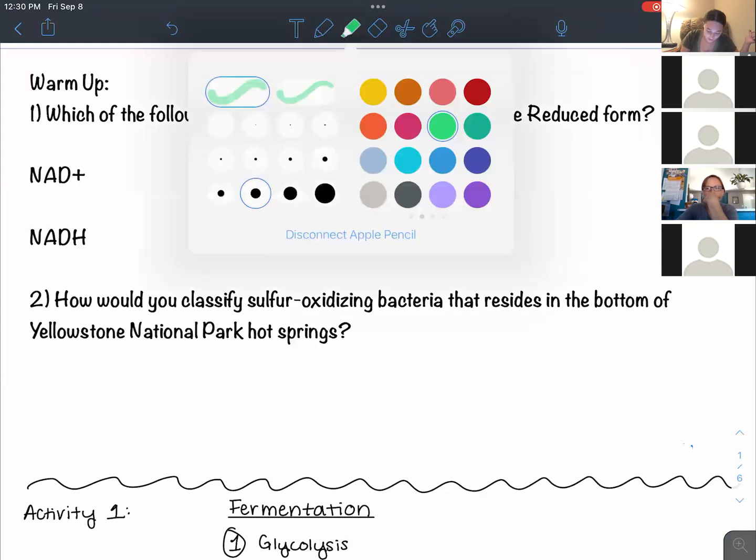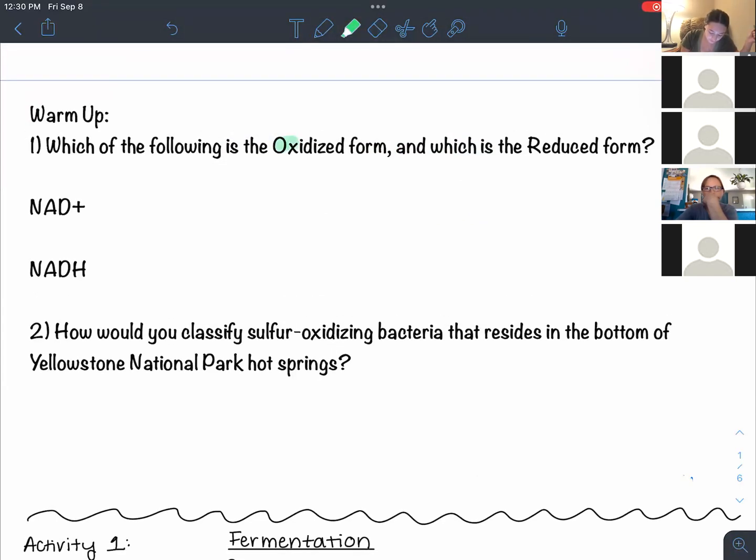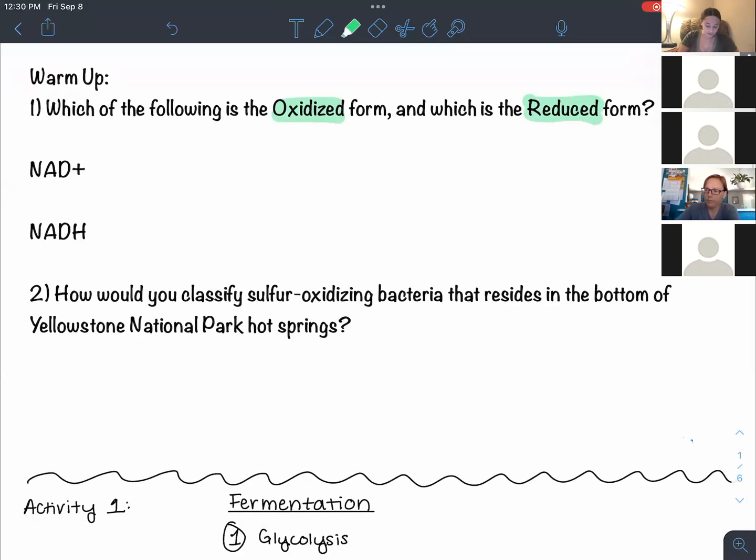respiration. So my first question is, which of the following is the oxidized form and which is the reduced form out of these two, NAD plus and NADH? And anyone can speak up. Isn't NADH when it takes an electron? So NADH has an extra electron, okay?